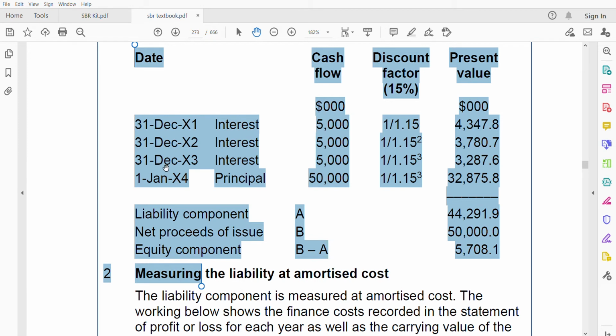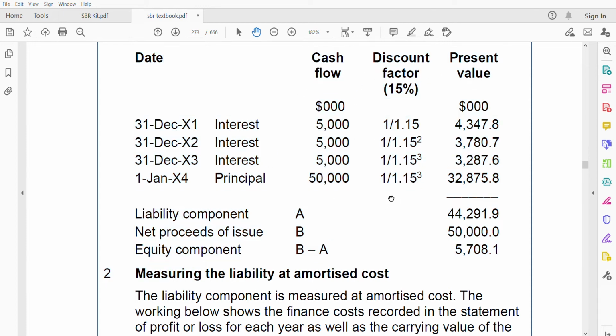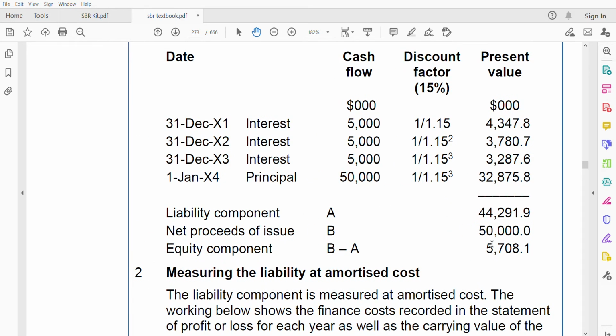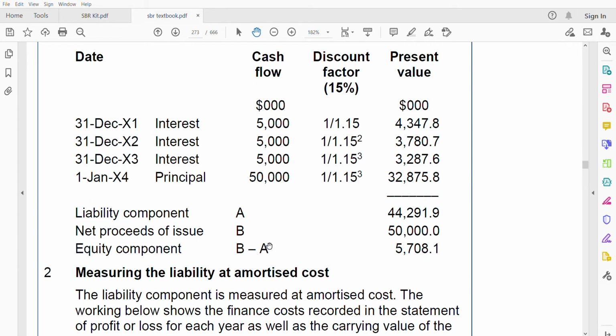There needs to be 5 columns. One is date, you have to write the date, then interest, principal, cash flow, discount factor, present value. And this is the liability component, then the net proceed of issue, then the equity component. So clearly they are showing that B minus A is the equity component.